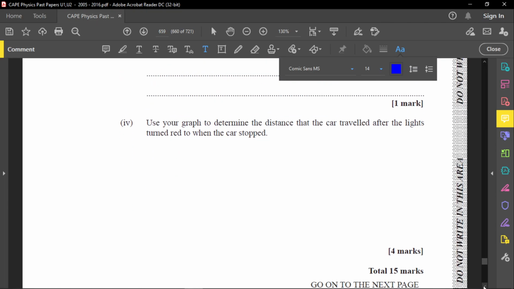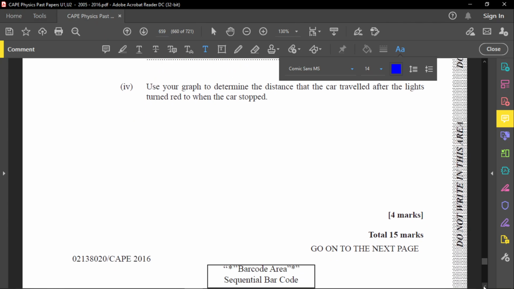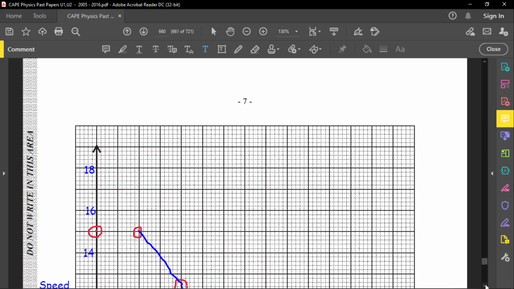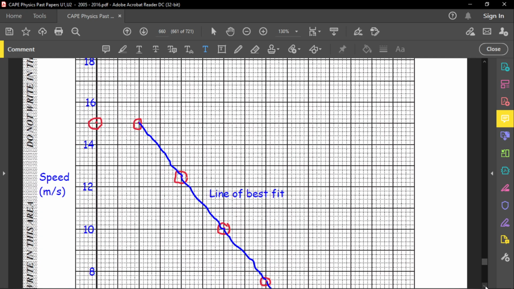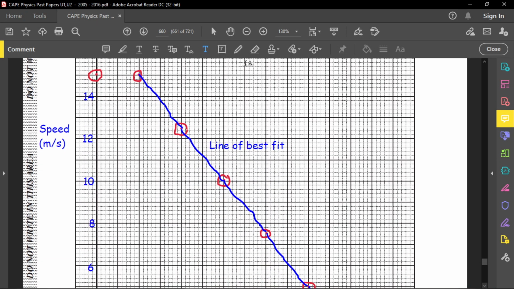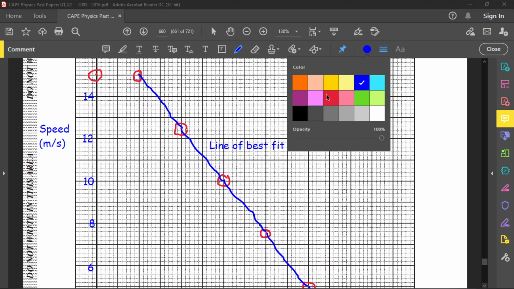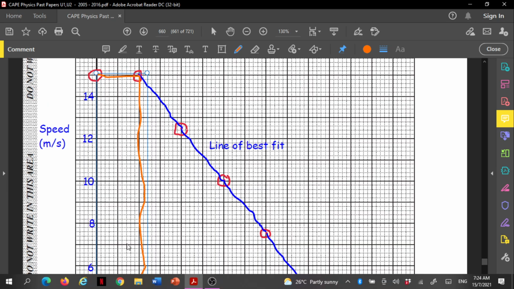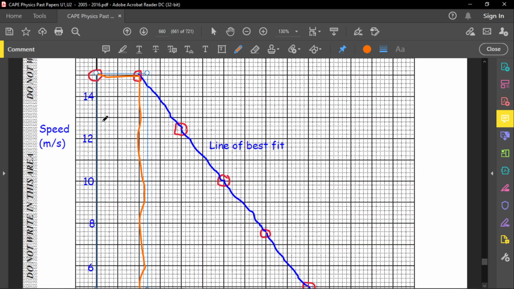Use your graph to determine the distance that the car traveled after the lights turn red to when the car stops. All right, so let's just go back to the graph. This graph is a velocity-time graph, and so distance will be the area below the graph, and so you can find the area under this shape. I must draw two shapes right there. So this will go all the way down to 0. I just want to do it really rough. And so the height here is 15. So it's going to be base times height.